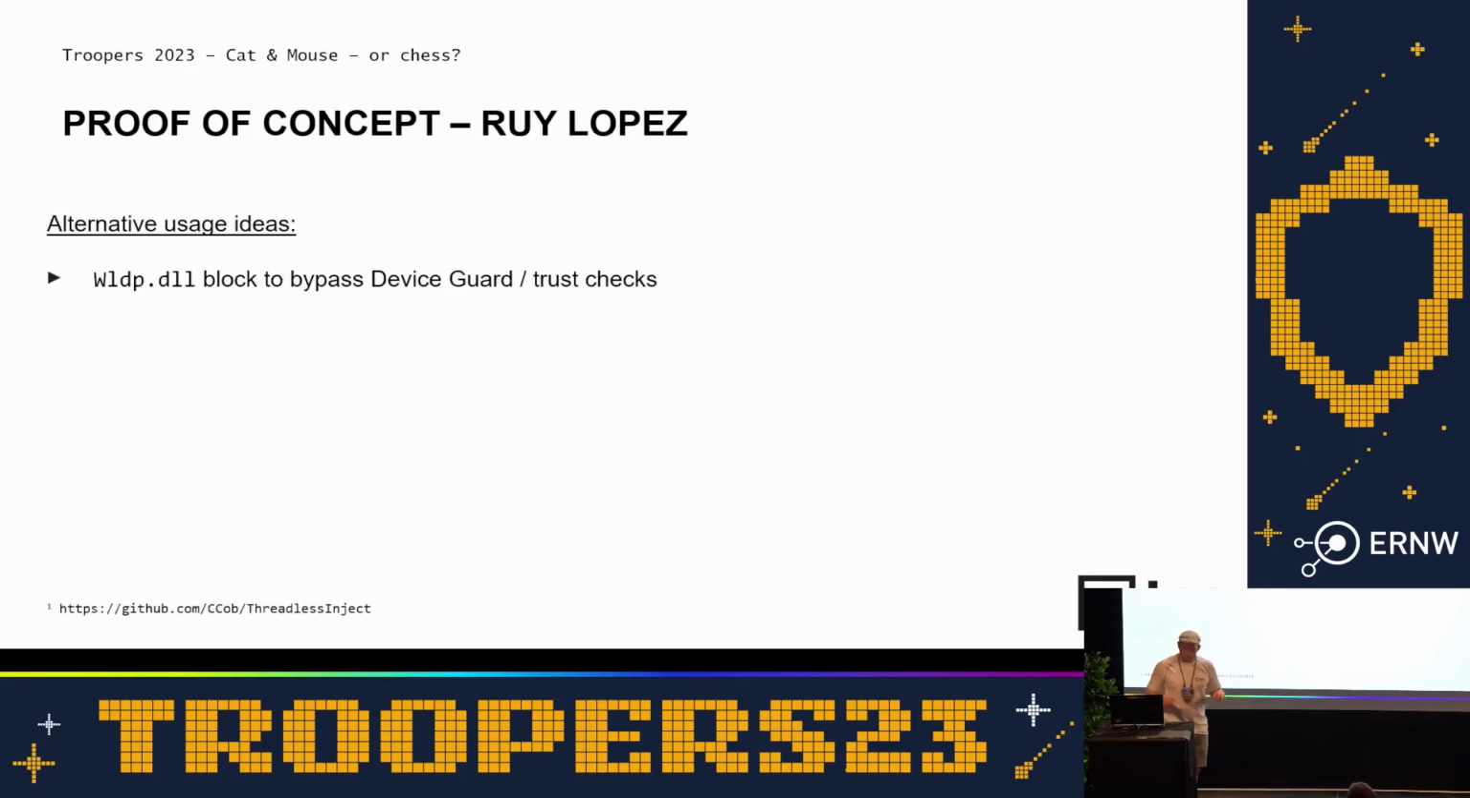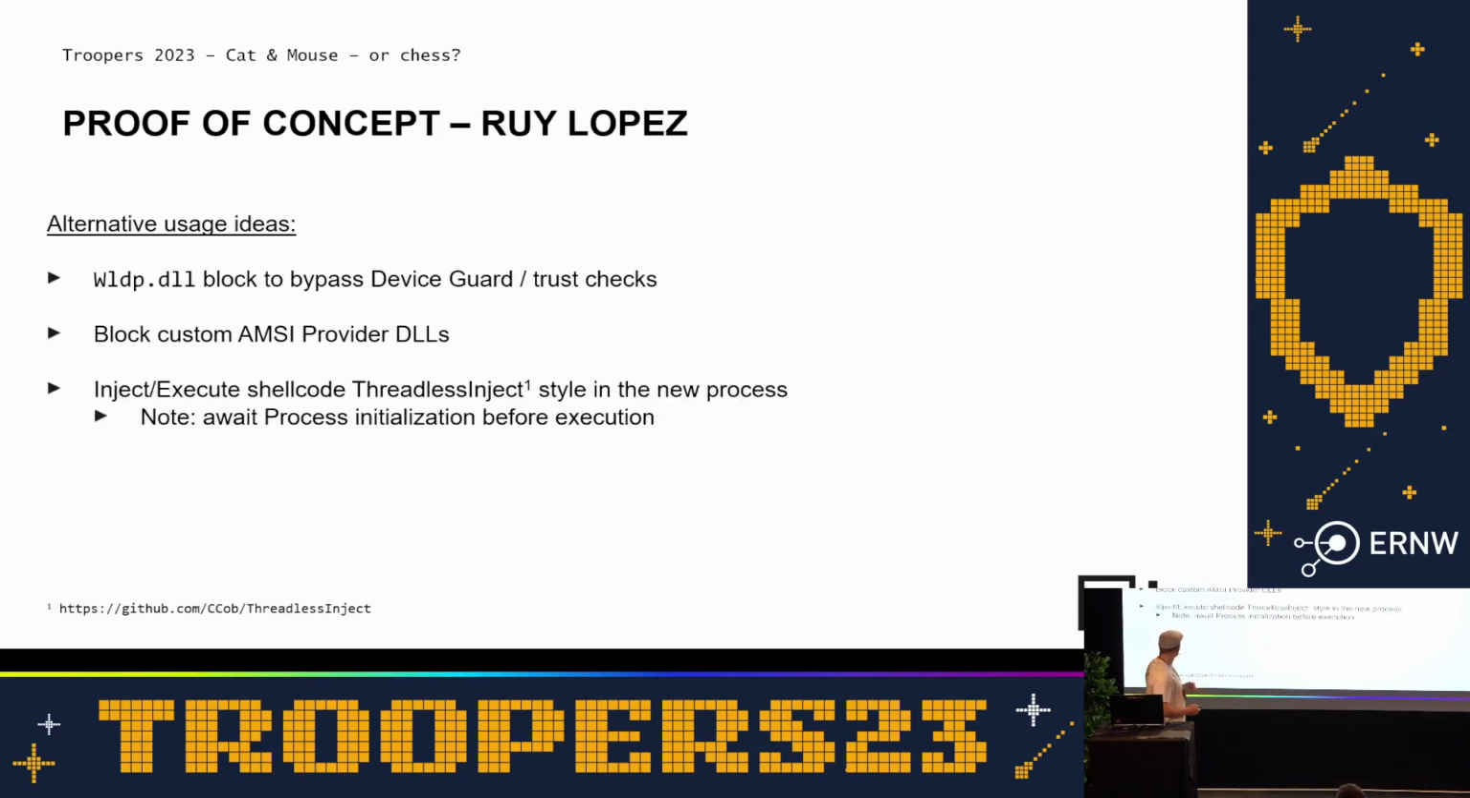Okay. One more thing, alternative usage ideas. You could, for example, also block WLDP to bypass device guard or trust checks. This could also lead to unexpected behaviors. I did that for PowerShell as proof of concept, and some stuff was weird afterwards, but yeah, you can, still it's working. You could also block custom AMSI provider DLLs, so all the EDR vendors, or many of them, are using their own AMSI provider DLLs. You can block them. You can also bypass AMSI for EDR vendors this way.